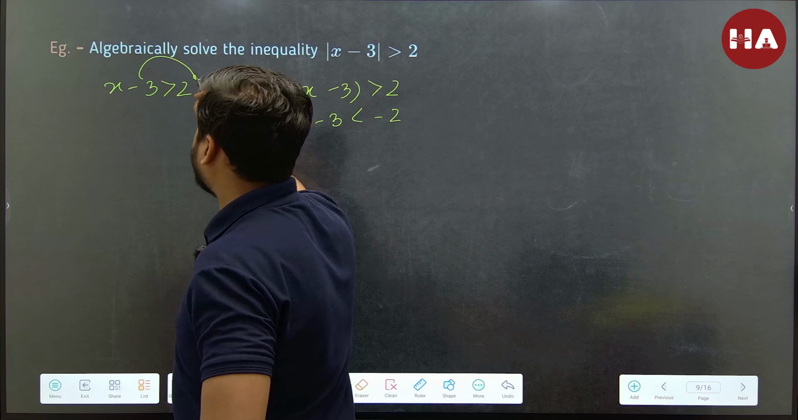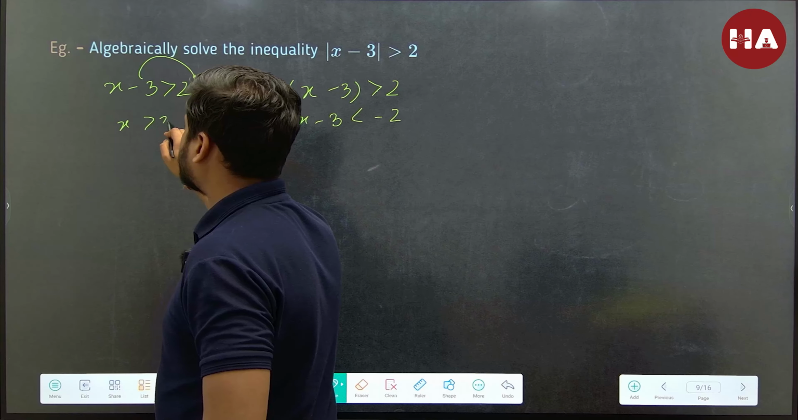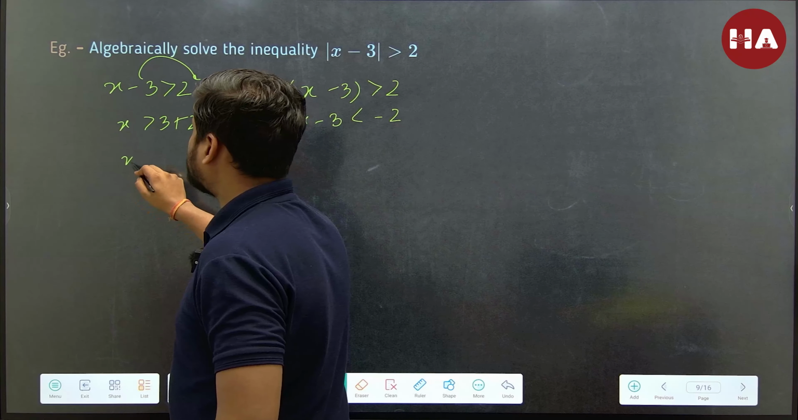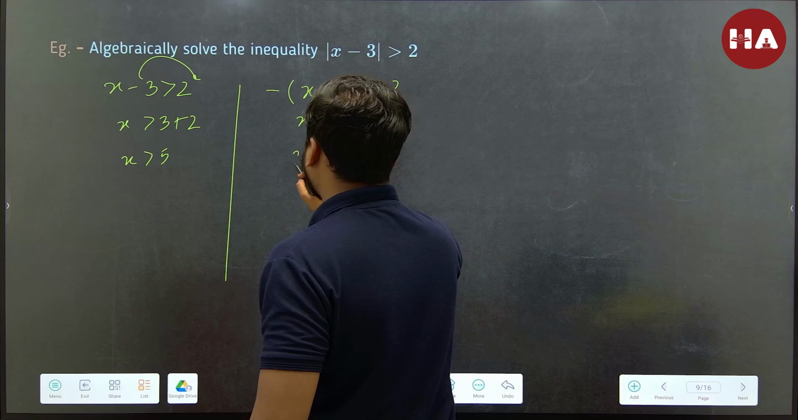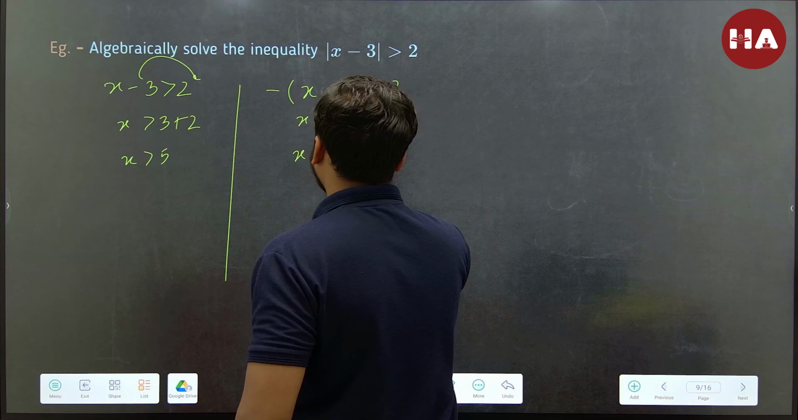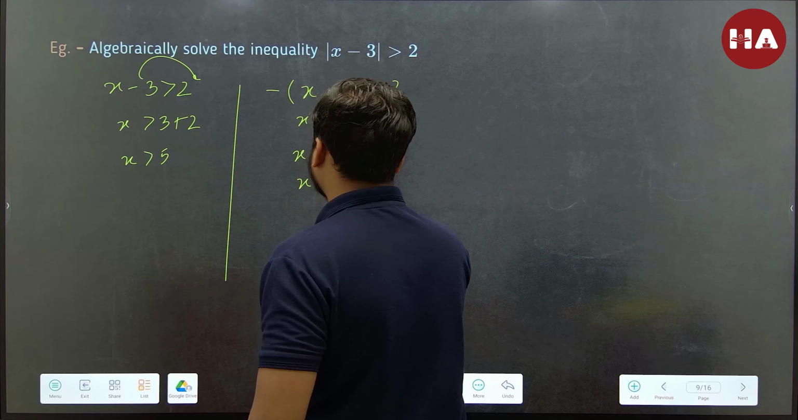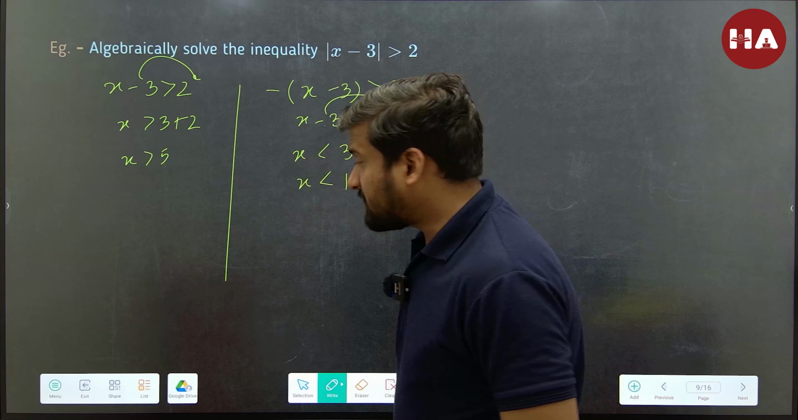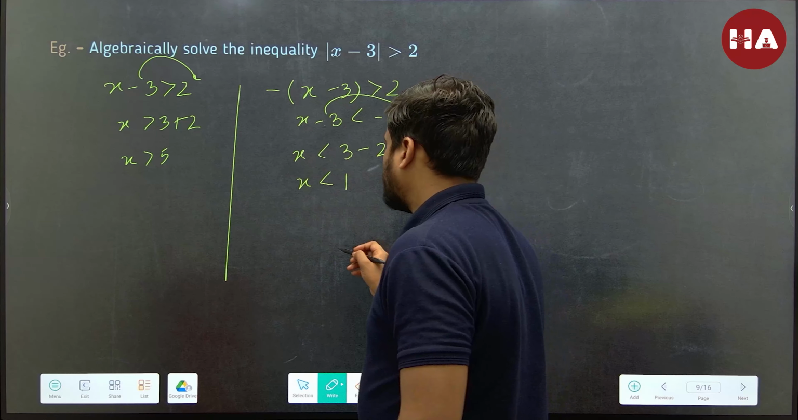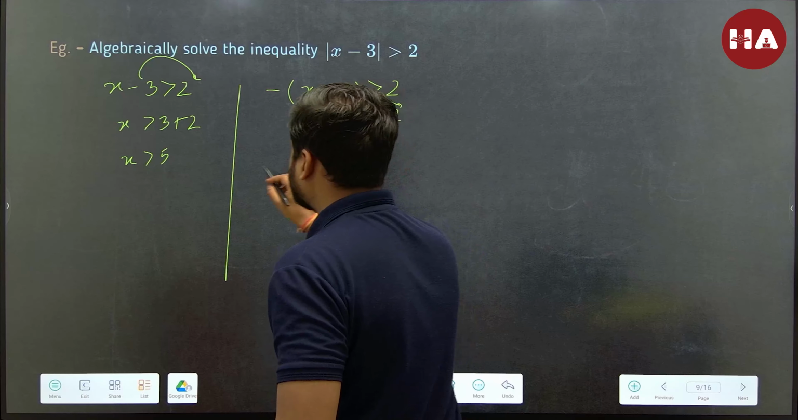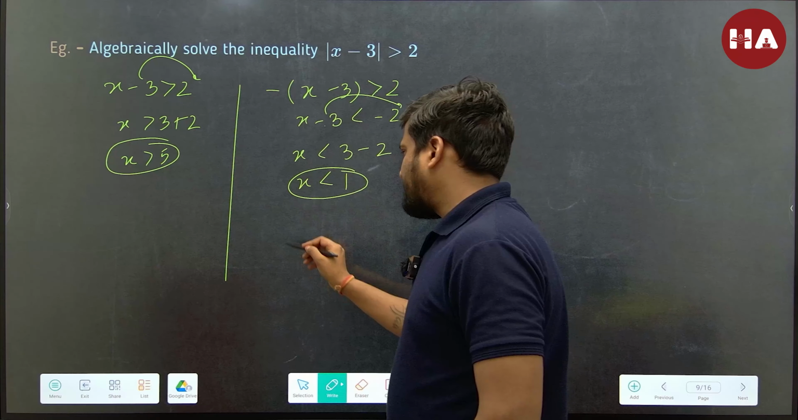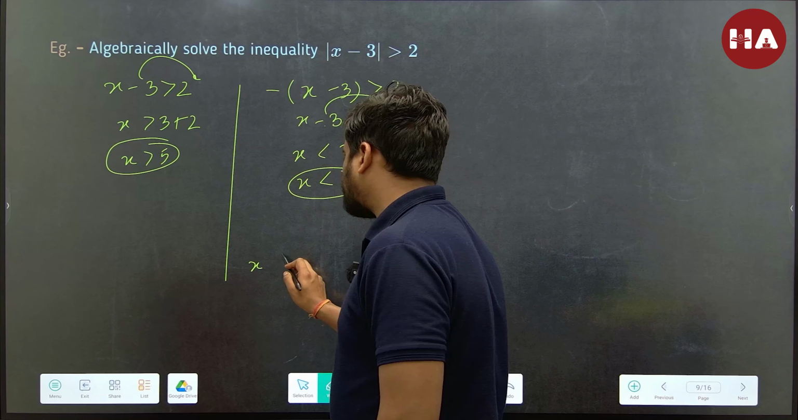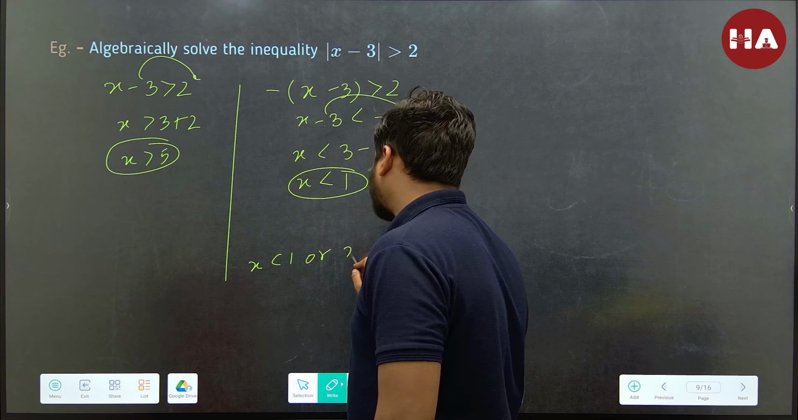Let's shift it there. I'll get x is greater than 3 plus 2. So x is greater than 5. And if I shift it there, I'll get x is less than 3 minus 2. x is less than 1. So my answer comes out to be this only, x is less than 1 or x is greater than 5, right? You can write here also x is less than 1 or x is greater than 5.